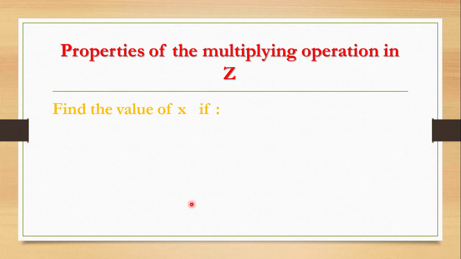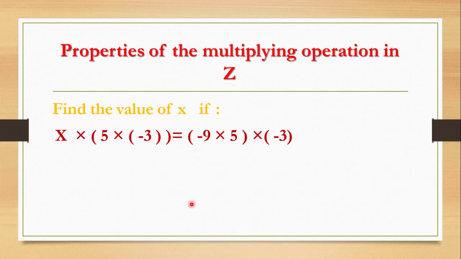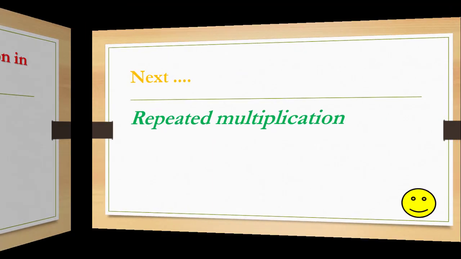Another example, find the value of x. If x times 5 times negative 3 equals negative 9 times 5 times negative 3. By comparing the left hand side with the right hand side, you can notice that we have negative 3 here and here, we have 5 here and here, and we need negative 9, so x equals negative 9.